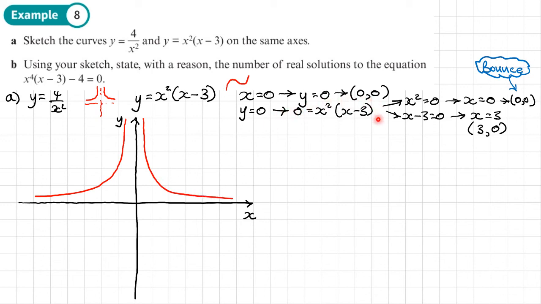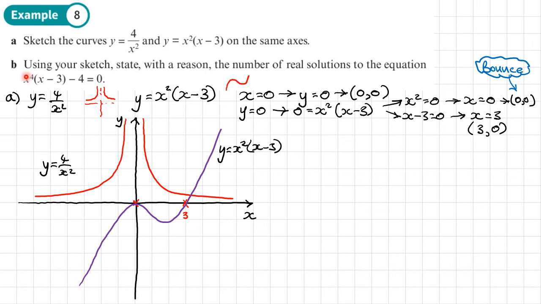Then for the cubic, we're going to plot the coordinates. So we've got (0, 0) and (3, 0). So we'll just mark that as 3. And we know it's going to be a cubic that sort of goes up like this. It's going to bounce off of the (0, 0) and then cut through the (3, 0). So let's mark that in. So I'll have a cubic that looks something like that, and we'll just label our graphs y equals 4 over x squared and y equals x squared times (x minus 3).